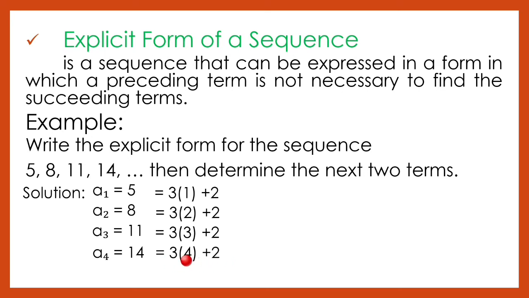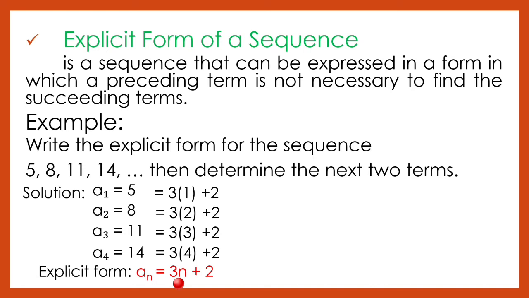3 times 4 is 12 plus 2 is 14. Then, magpo-formulate tayo ng formula. Replace the changing numbers 1, 2, 3, 4 by n. Therefore, our explicit form is a sub n equals 3n plus 2. So, pinalitan natin itong mga changing numbers ng n.